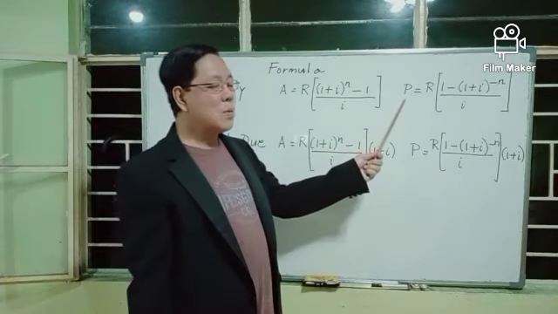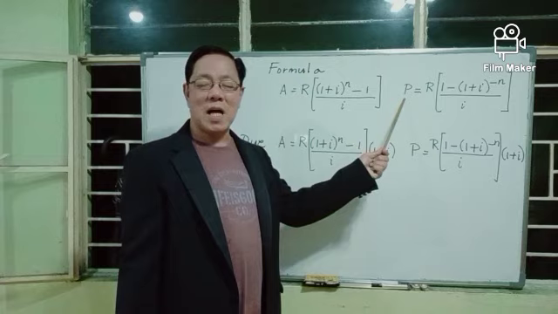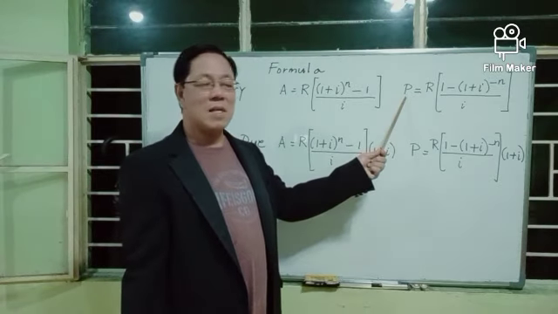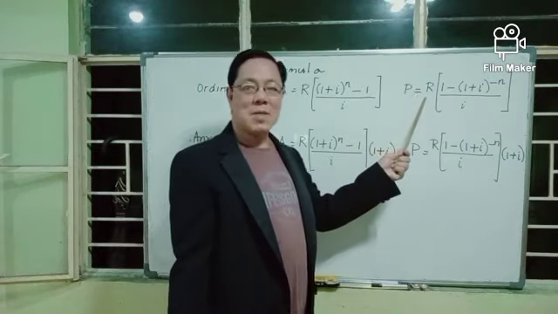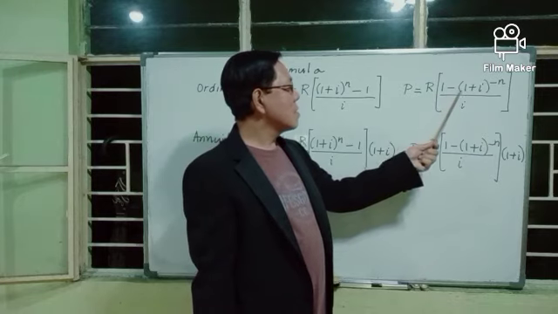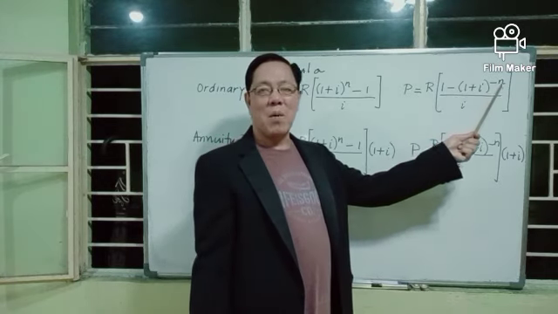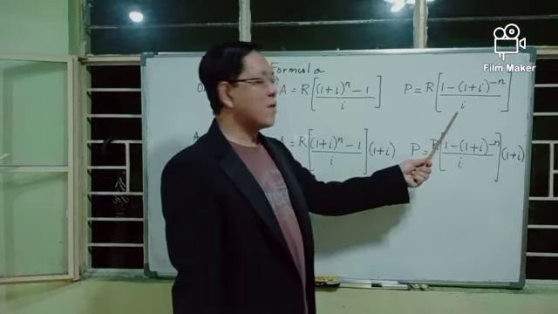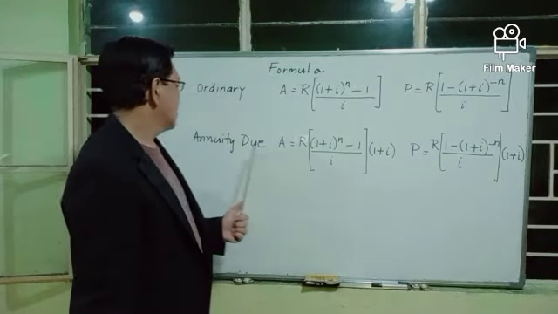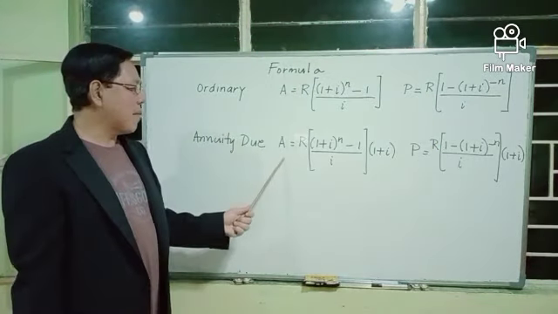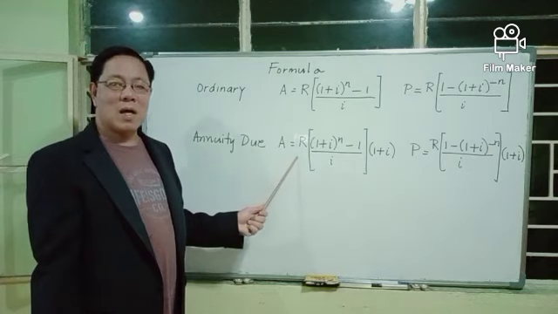The present value for ordinary annuities, denoted by P, is given by R times quantity 1 minus quantity 1 plus i to the power negative n all over i. For annuity due, the accumulated value A is given by this formula.